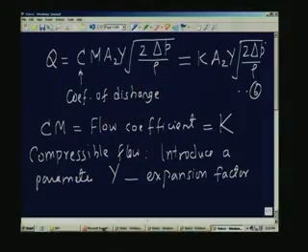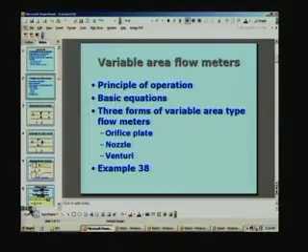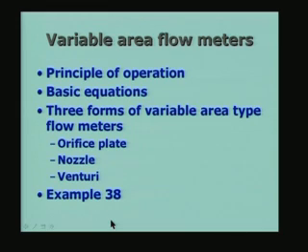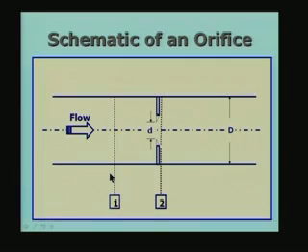So, with this background, let us go back to the slide and look at what are the different types of variable area type meters which are used. I have labeled here orifice plate, the nozzle and the venturi, and in fact how do they look. How do we create the variable area here? I am actually having a tube of diameter capital D, and the flow is taking place from this side.